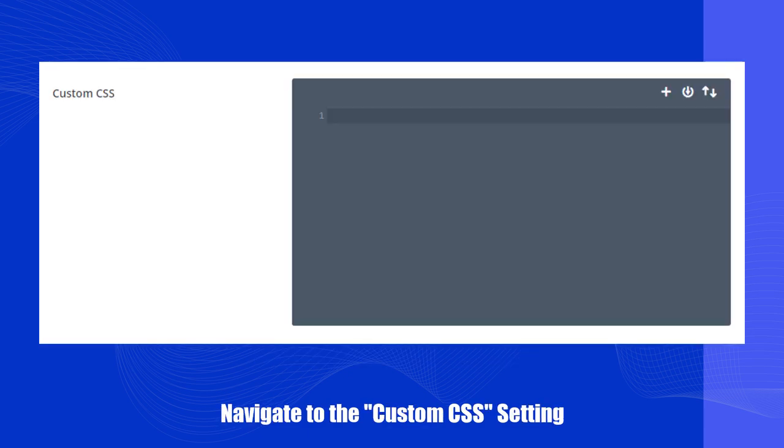Now, click on the General tab within the Divi Theme Options. This will take you to the main site-wide settings for Divi. Scroll all the way down, and you'll find a box labeled Custom CSS. This box allows you to enter your own custom CSS code, which will be applied alongside the existing CSS provided by Divi.